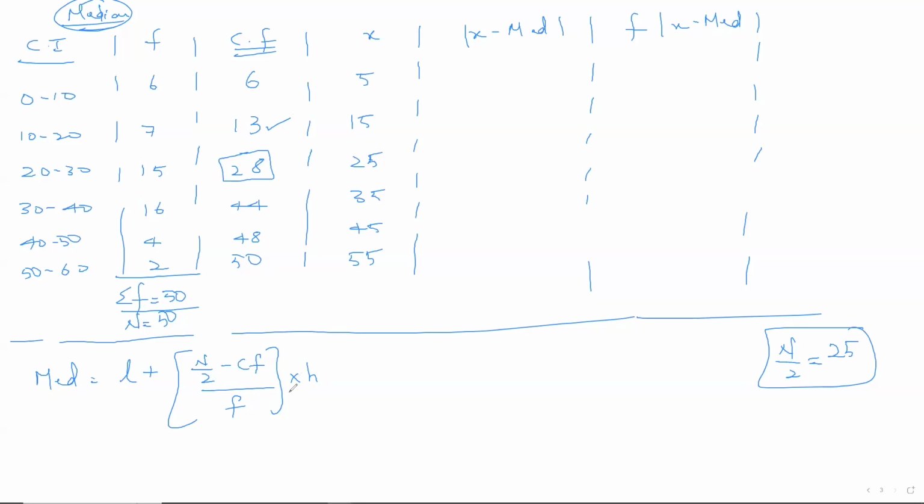Think for a second. The value of N by 2 is 25, found. The value of h is found. What is it? Class size is 10. I'm supposed to find the value of L, f, and CF. Focus. CF you found, 13. Okay. How do you find the value of f?